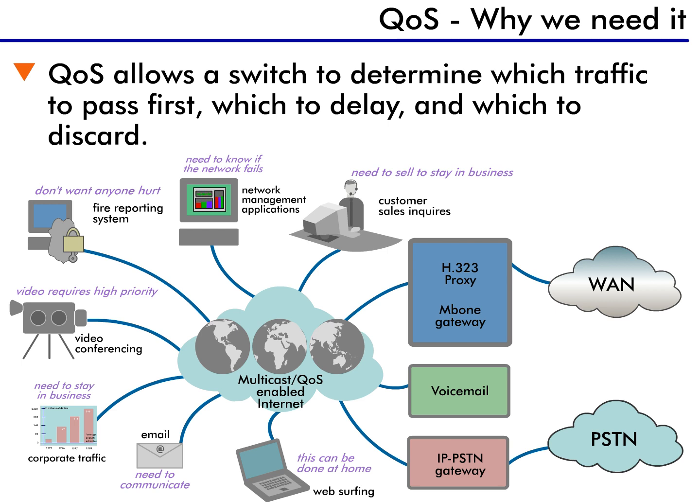The first priority goes to the fire reporting system because safety comes first. Video conferencing comes next. This application requires high bandwidth and is time-sensitive. Next comes customer sales inquiries. We need to sell to stay in business. Network management gets the next level of priority. We need to know if the network fails. Corporate traffic is next. It's necessary for day-to-day business functions.